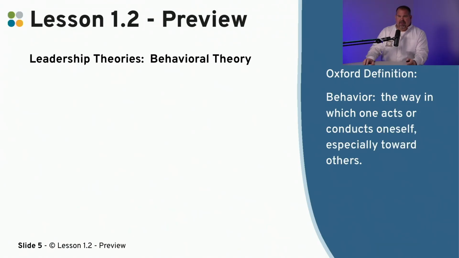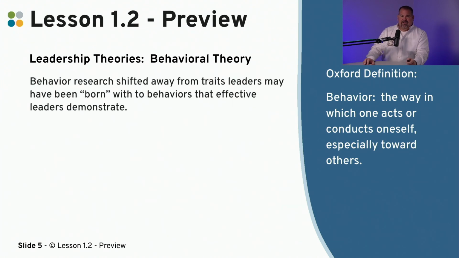In addition to trait theory, lesson 1.2 will look at what we can learn from scientists researching behavioral theory. Behavior research shifted scientists' focus away from genetic traits leaders may have been born with to the behaviors that effective leaders demonstrate. Two important behaviors that effective leaders demonstrate are task behaviors and relationship behaviors.